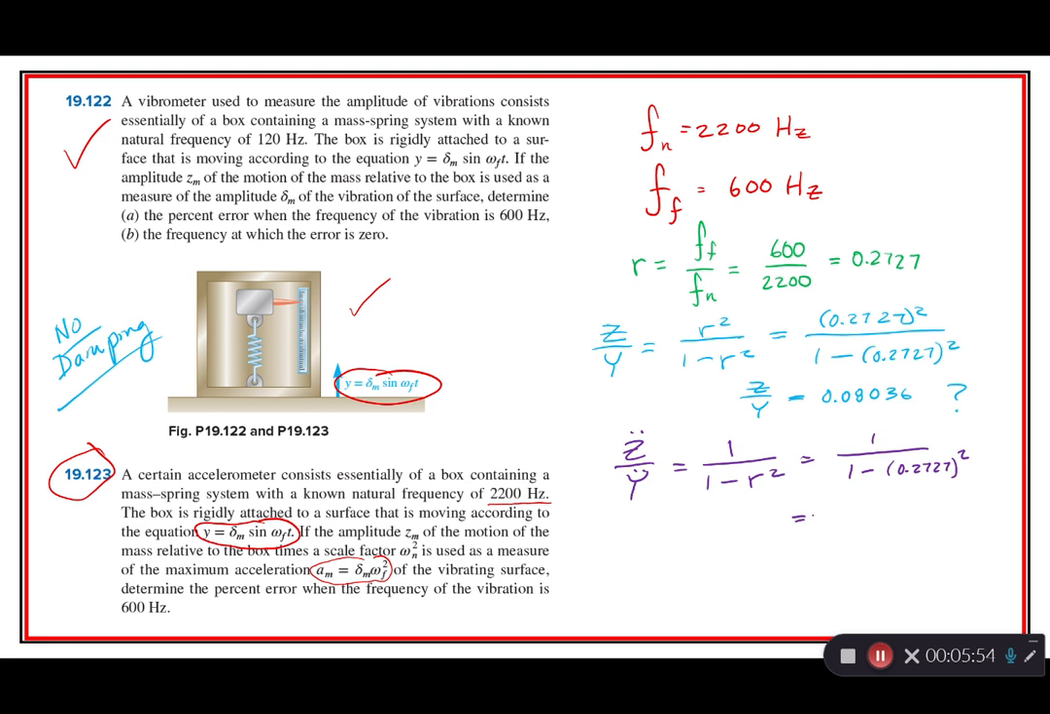So let's go 0.2727, square it, subtract it from 1, and then take the inverse. All right, not too bad. We get 1.0803. You can see that it's pretty close to what we had in the original problem, except that there's a 1 on top of it. So I would say that the answer to this, in terms of our error, is equal to 8.03%.